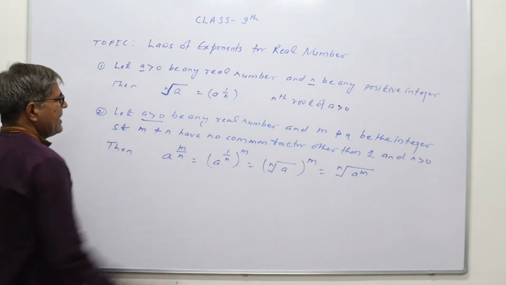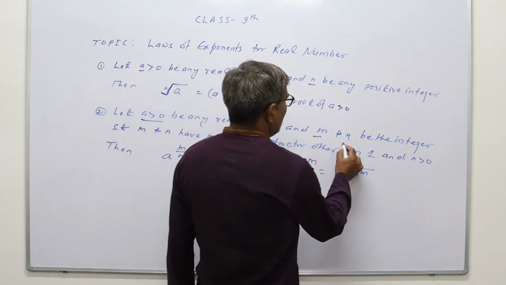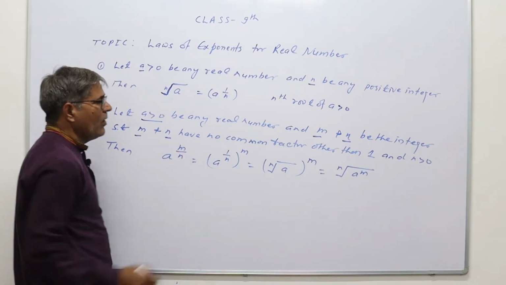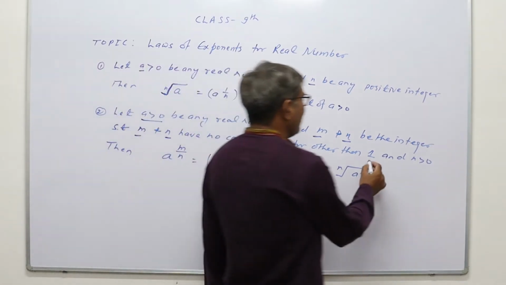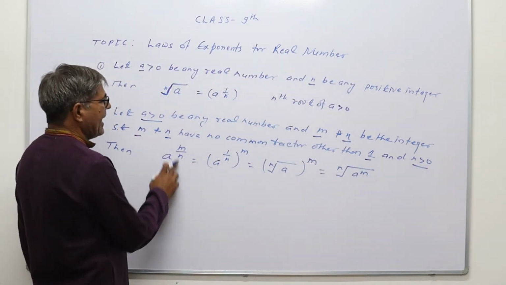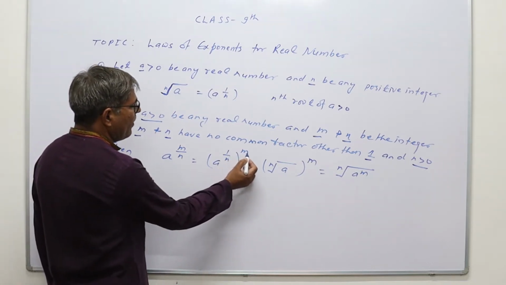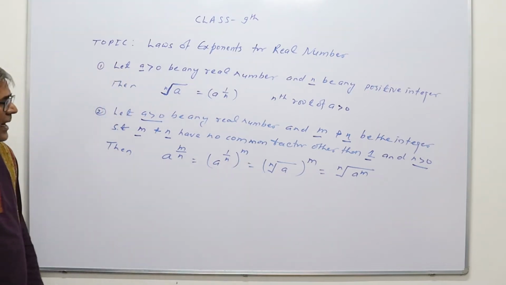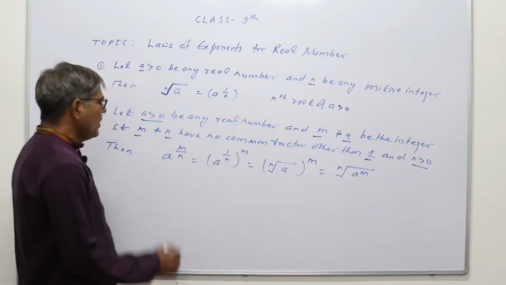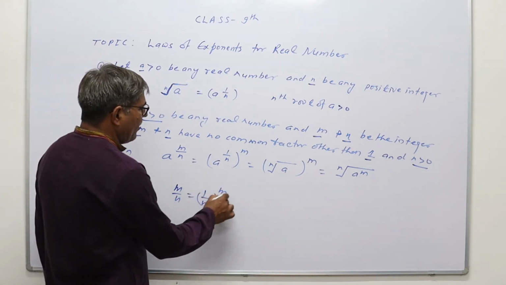Similarly, let A be any real number and m and n be integers such that m and n have no common factor other than 1 and n is greater than 0. Then a raised to the power m by n can be written as a raised to the power 1 by n whole power m. As in exponents, you know that power on power will be multiplied. So this m by n can be written as 1 by n whole power m.